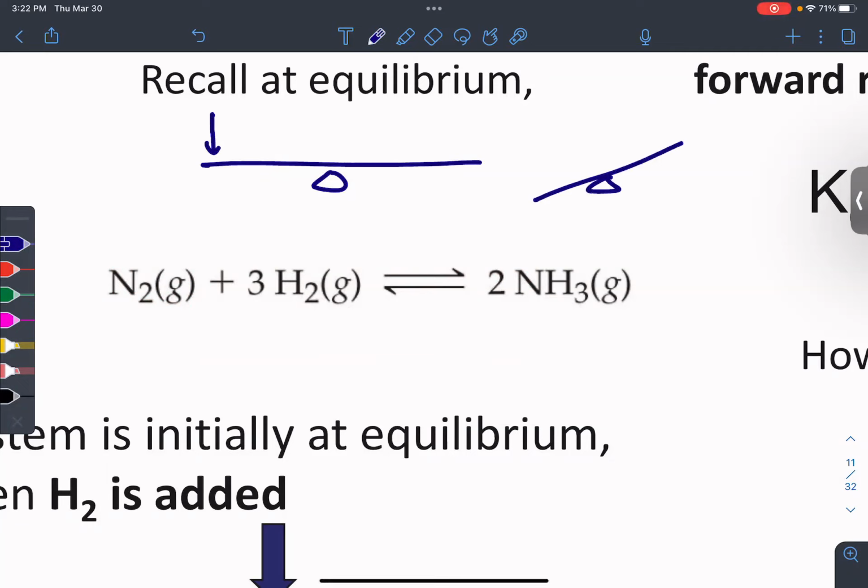I add nitrogen gas, I add a reactant. Which way does the reaction have to shift the material to make it balanced again? Forward. Yeah, so if I add a reactant, the reaction's going to shift in the forward direction, to move that seesaw back so it's nice and even. So if I add nitrogen, the reaction's going to shift forward.